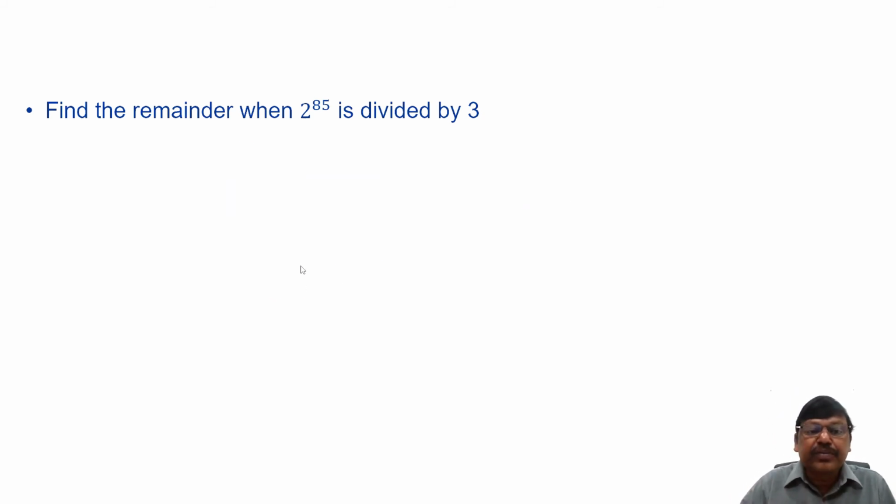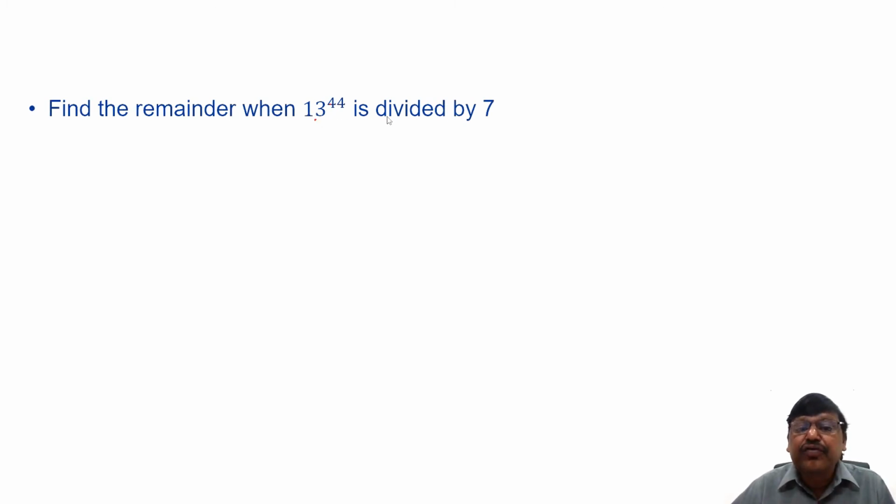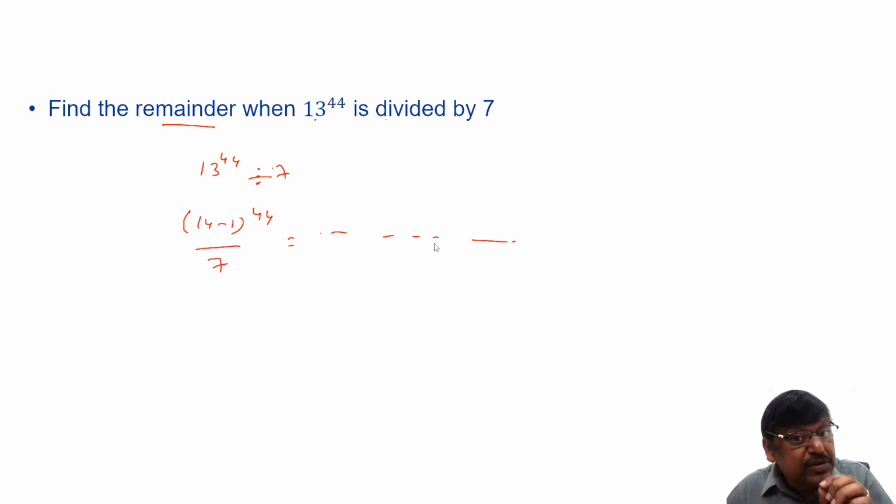Now, let's take up one more. 13 power 44 divided by 7. What is the remainder? Can I not write this 13 as (14 minus 1) whole power 44? Now, (14 minus 1) whole power 44 divided by 7, what is the remainder? When you do the expansion, all terms will have 14, 14 power 44, 14 power 43, like this. All terms will have 14 except the last term. What is the last term going to be? Minus 1 whole power 44.